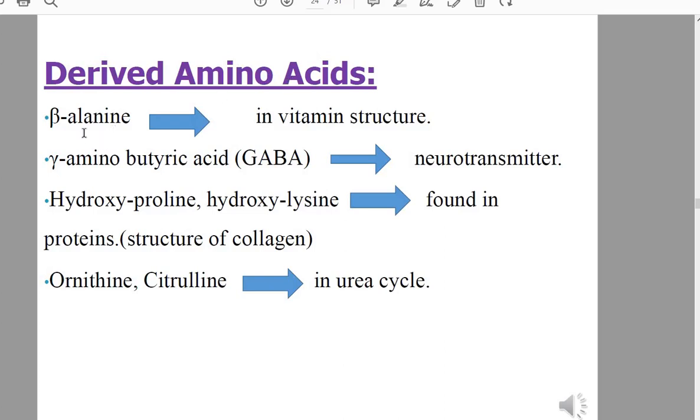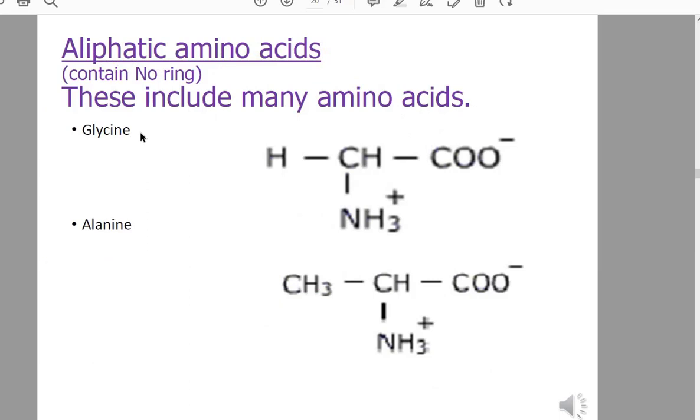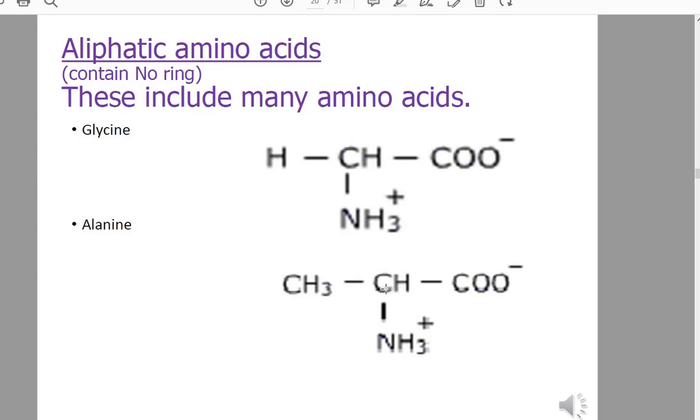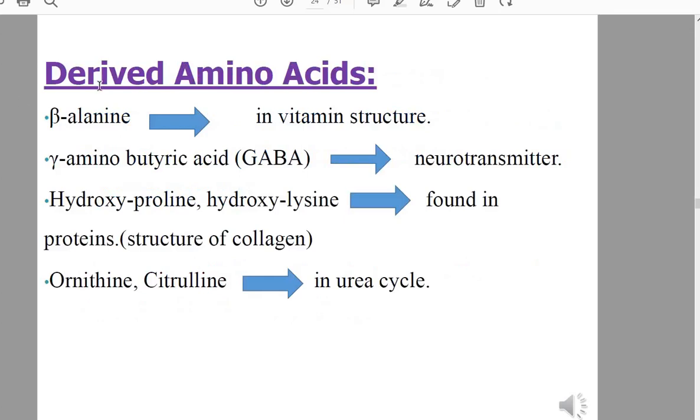They have a specific function, like beta alanine. What is the meaning of beta alanine? We said that this is alanine, if you remember. There is an amino group on the alpha carbon. When we count, this is the carboxylic group, this is alpha carbon and beta. So in beta alanine, this amino group is attached to this carbon atom, not this alpha. After the carboxylic group, alpha and beta, and so on. So beta alanine is one of the derived amino acids. It enters in the vitamin structure.